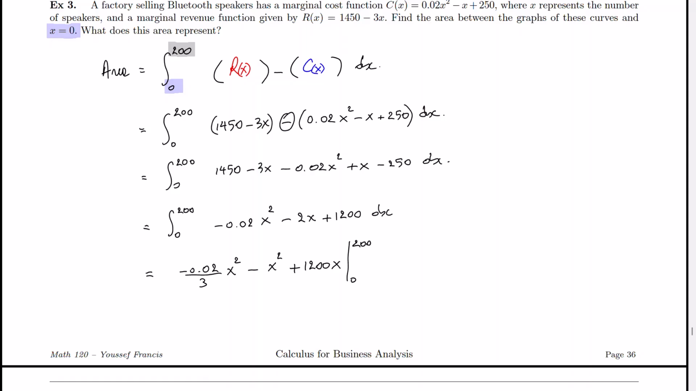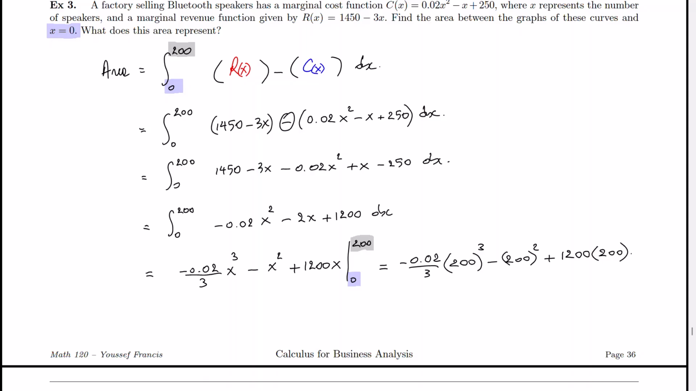Now notice that when I put the 0 into all of these x's, the answer is going to be 0. So there's not going to be anything useful there. So I'll just worry about the 200 to save a little bit of time. We'll just plug in the 200 into the expression and not worry about the 0. So we're going to have negative 0.02 over 3 times 200 cubed, and minus the 200 squared, and finally 1200 times 200.